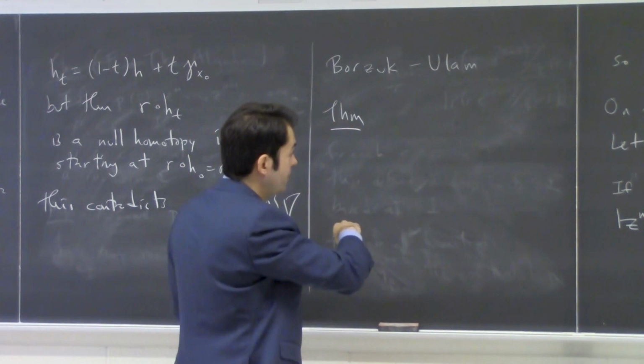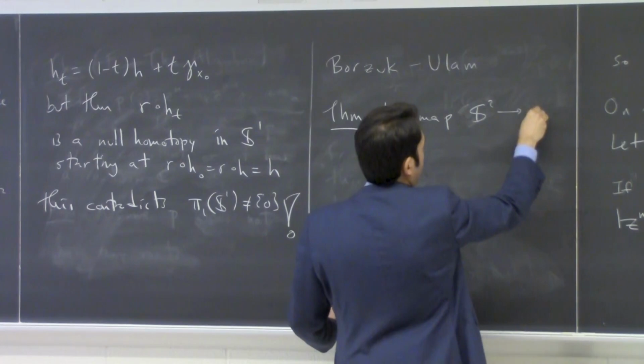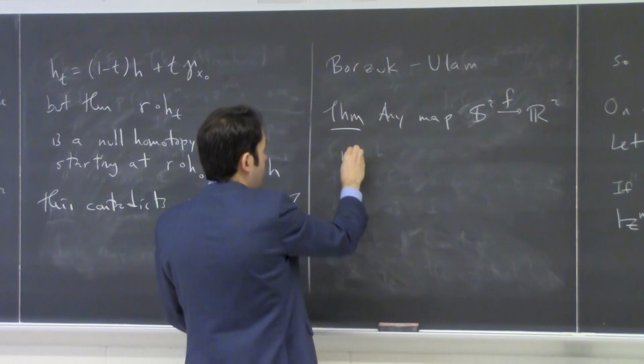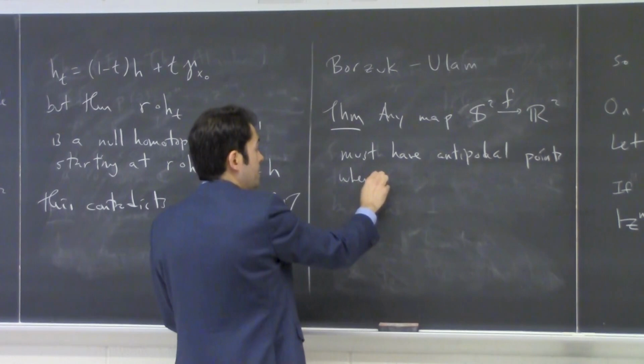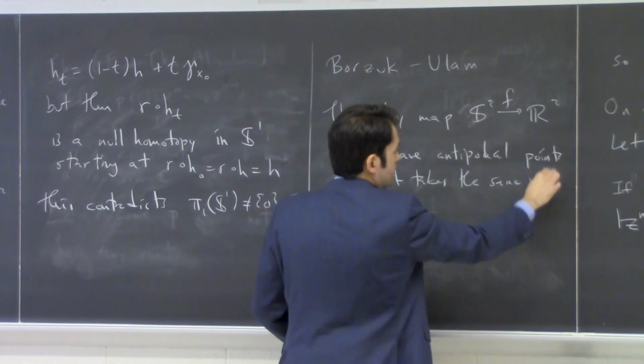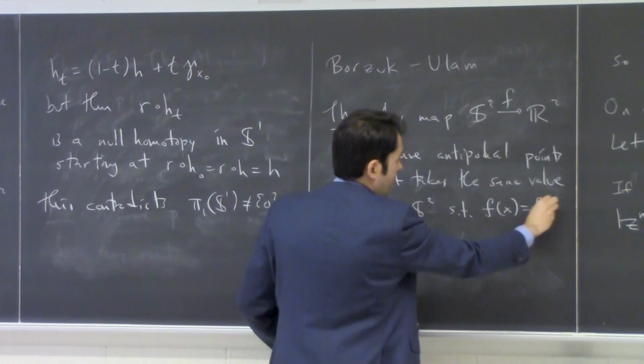they showed that if you have any map from S2 to R2, it must have antipodal points where it takes the same value. That is, there exists some point x in S2 such that f of x is the same as f of minus x. We're putting S2 inside R3 so that we can use vectors to reflect.